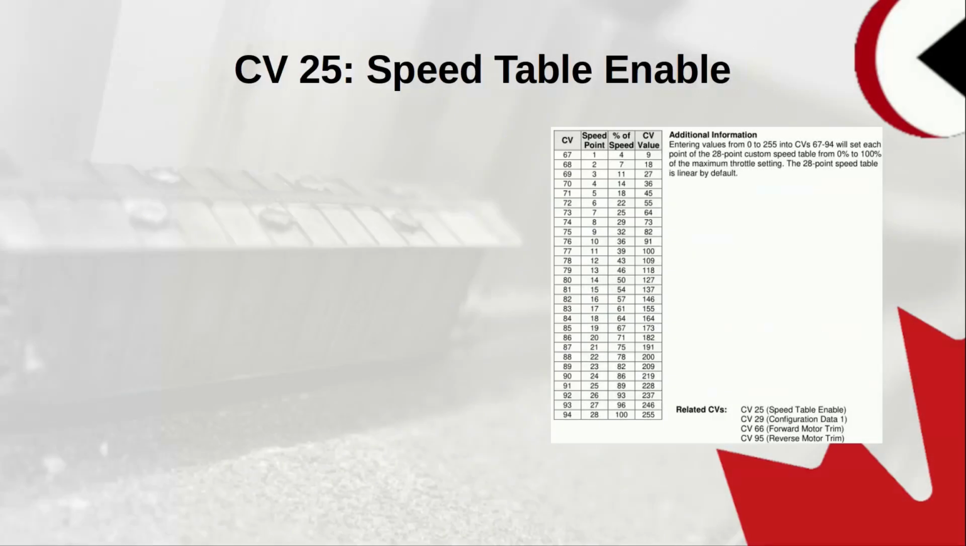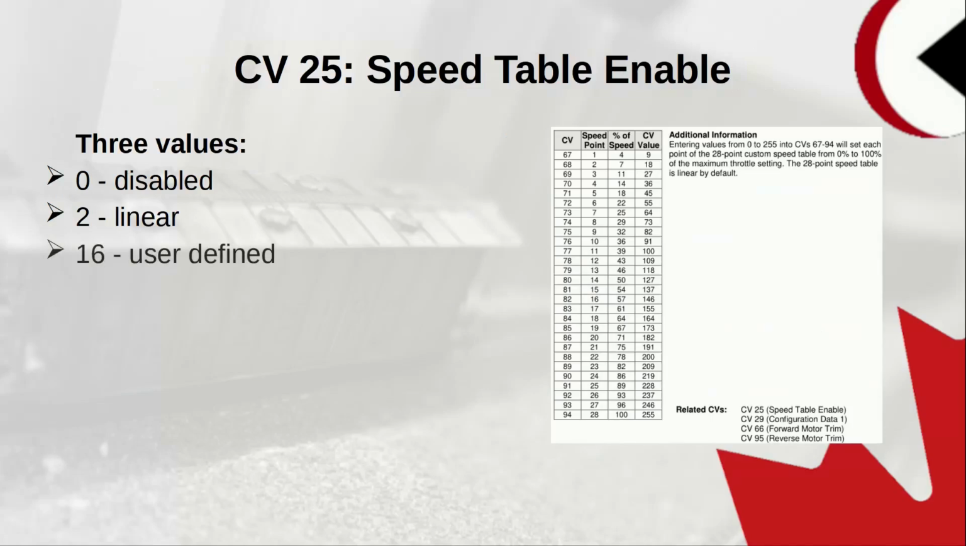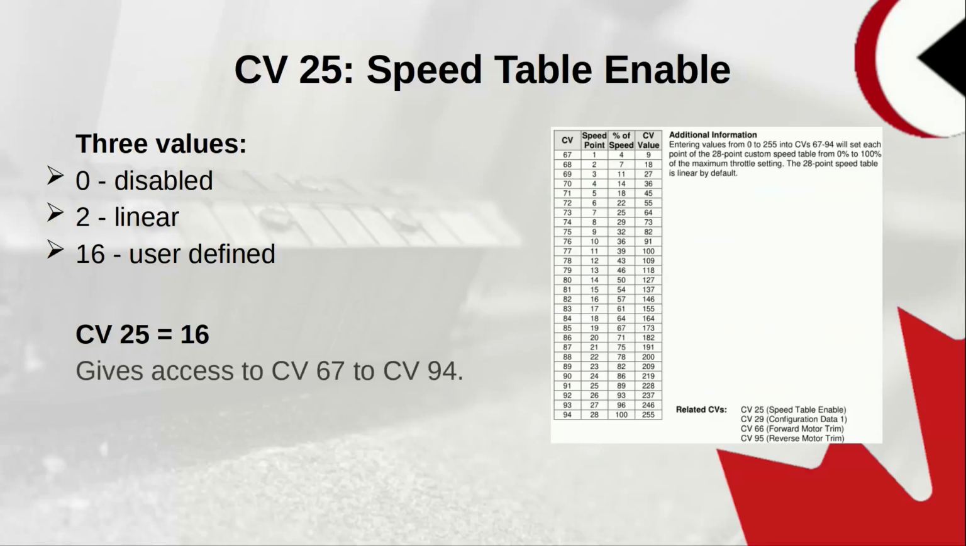With speed tables enabled, we now need to look at CV25, which allows me to configure user-defined speed tables. The default is 0, which leaves speed tables disabled, 2 gives you a linear speed table, and 16 gives you user-defined tables. I'm changing it to 16 so I can use CV67-294 to change the value of each step. You may as well change CV67 to 1, which is the lowest setting, while you're here.